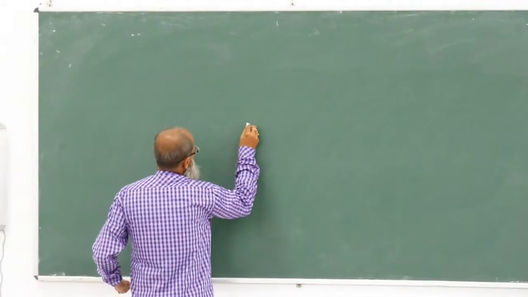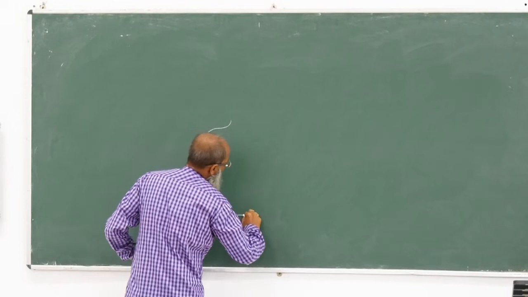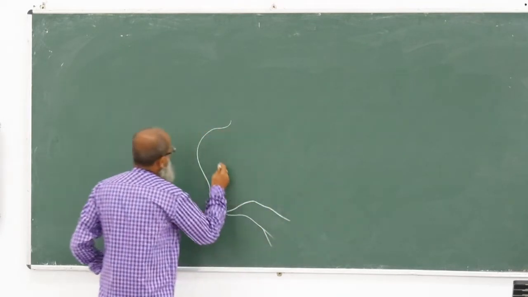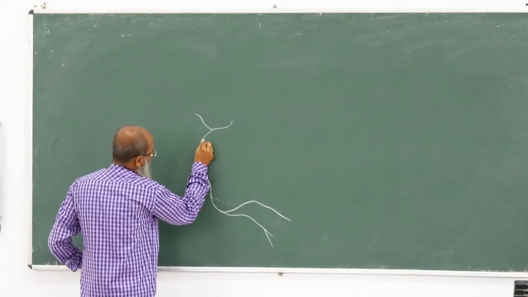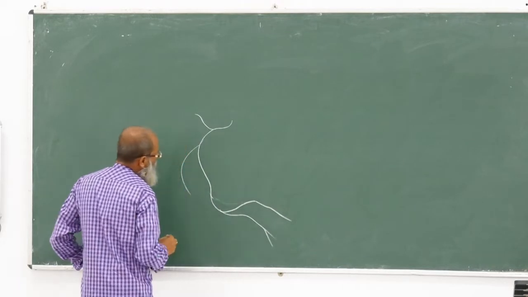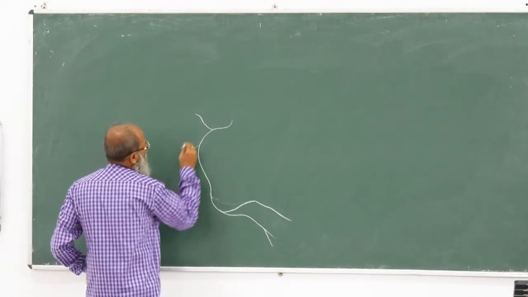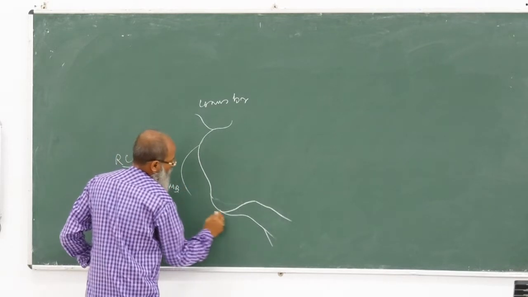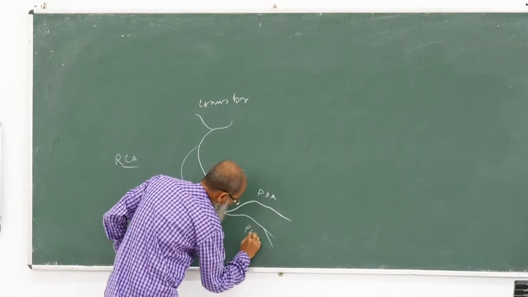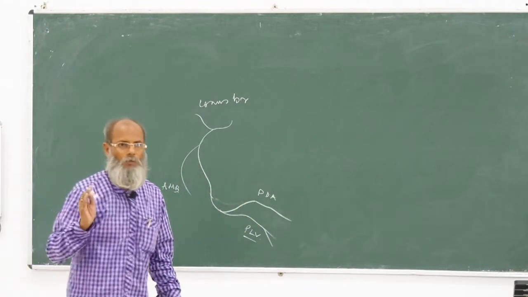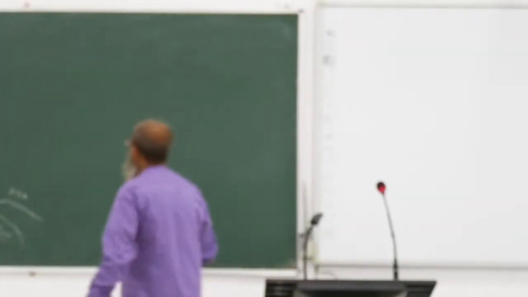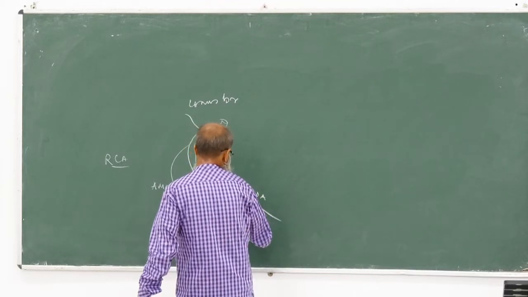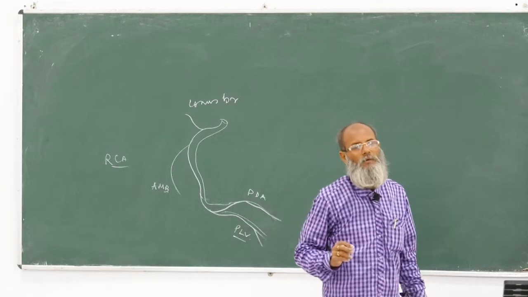Suppose for the description of right coronary artery, you are drawing a picture like this. Is it correct?